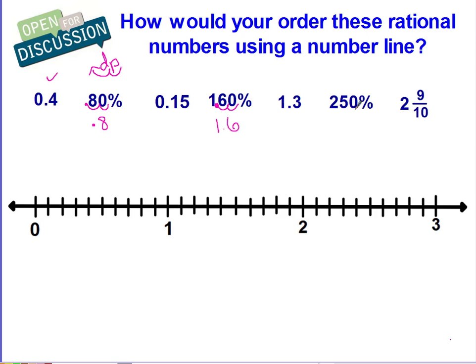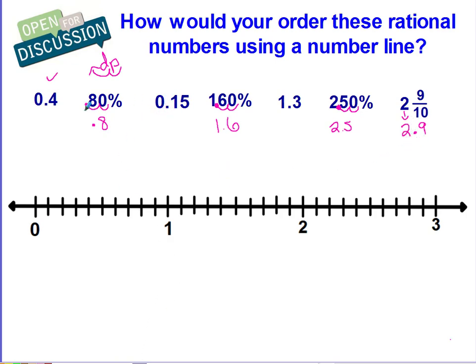1.3, 250%. Again, move it twice to the left, making it 2.5, and here I have 2 and 9/10. Well, I know that 9/10, I just write it how I hear it, so 9/10 would be like this, 9/10, and then all I do is bring my whole number down, so I have 2.9.